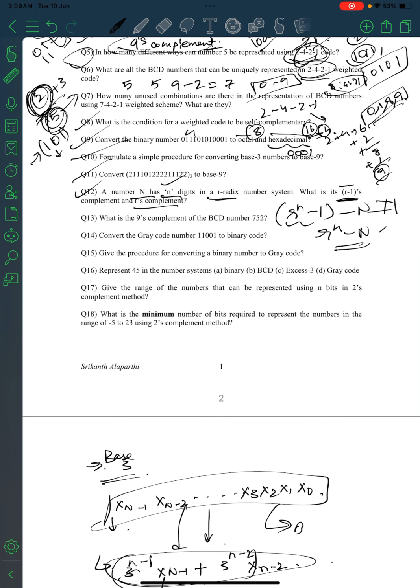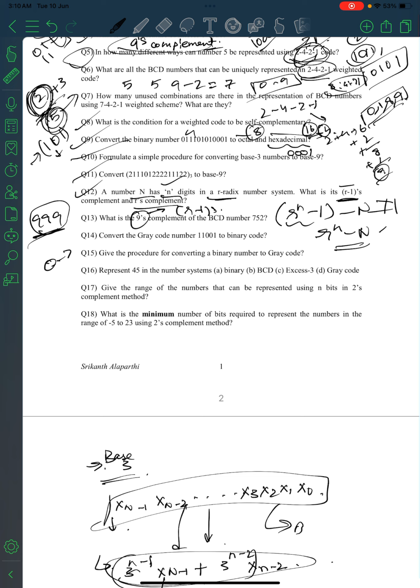Here it is 9, not 10, which means it's the r minus 1's complement. The max possible value by these three digits, which can each range from 0 to 9, is 999. 999 is the max possible value with three BCD digits. BCD means 0 to 9. So this is the max possible, and it's asking for the 9's, which is the r minus 1's complement.